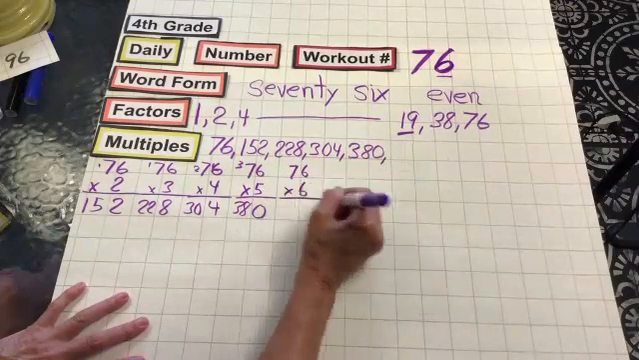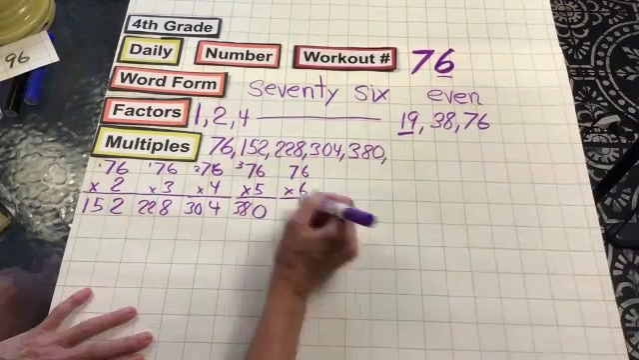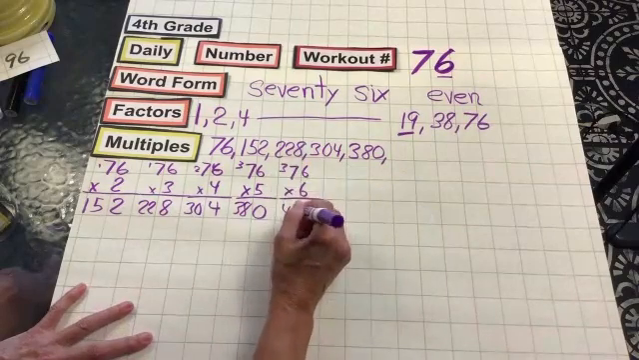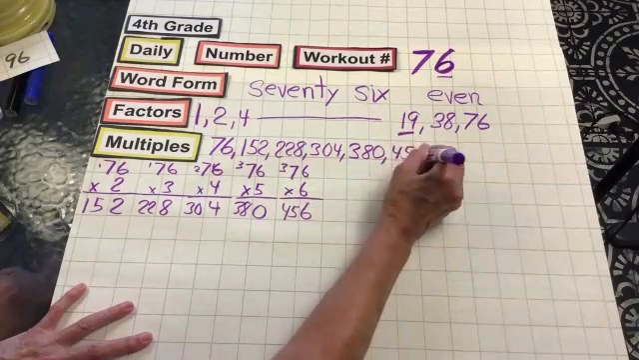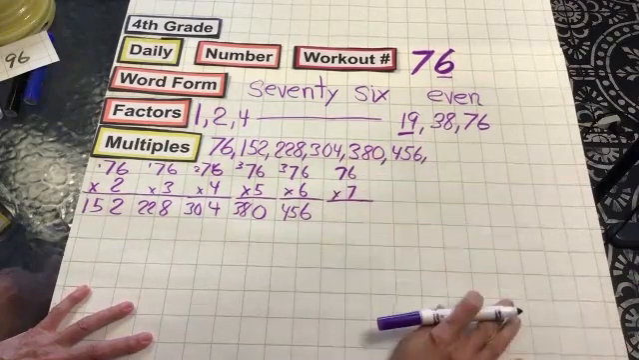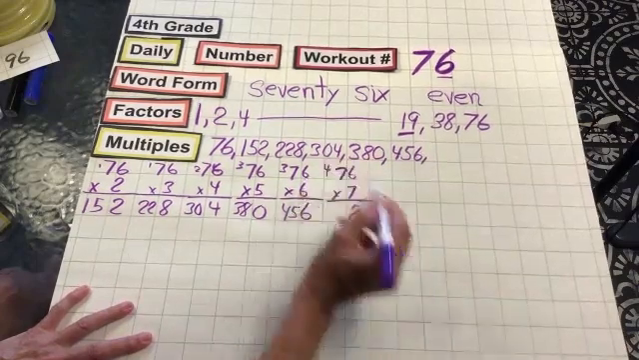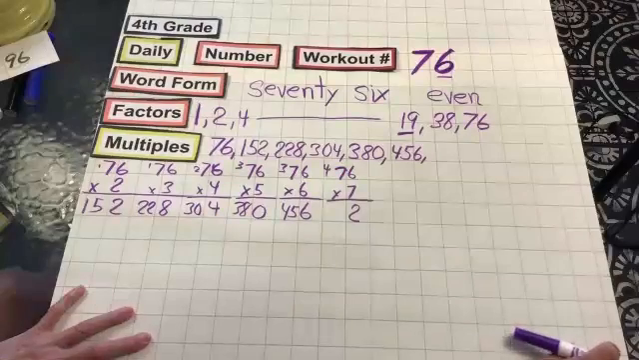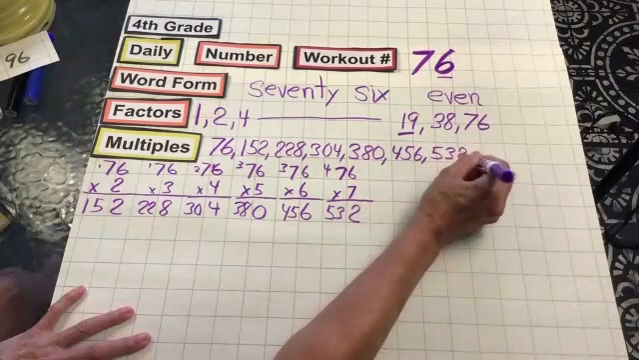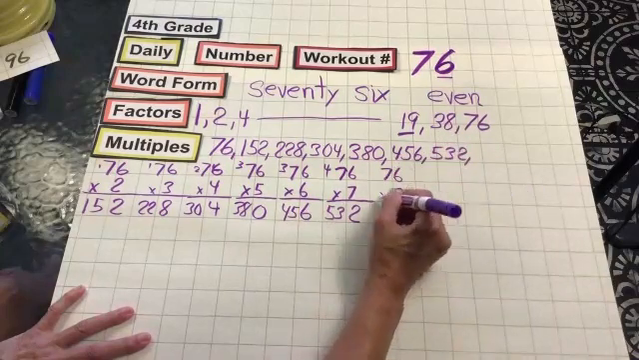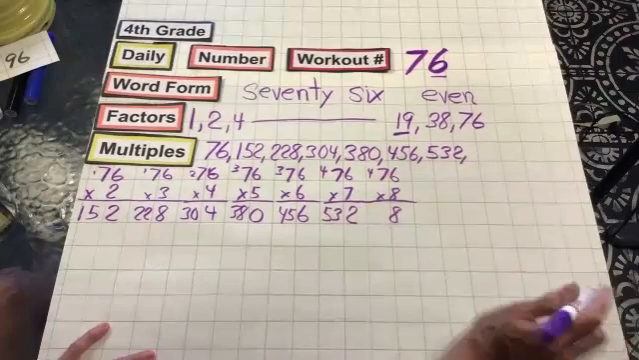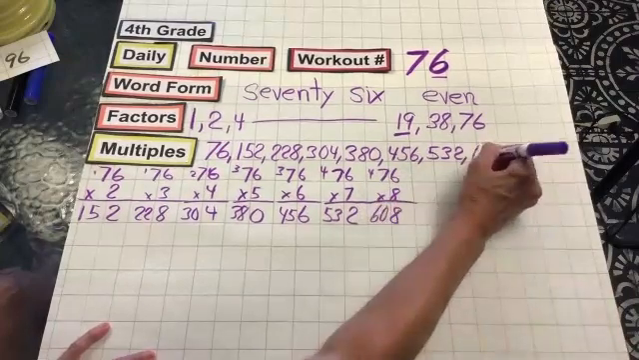76 times 6. 6 times 6 is 36. Drop the 6, carry the 3. 6 times 7 is 42, plus 3 is 45. 456. 76 times 7. 7 times 6 is 42. Drop the 2, carry the 4. 7 times 7 is 49, plus 4 is 53. 532. 76 times 8. 8 times 6 is 48. Drop the 8, carry the 4. 8 times 7 is 56, plus 4 is 60.